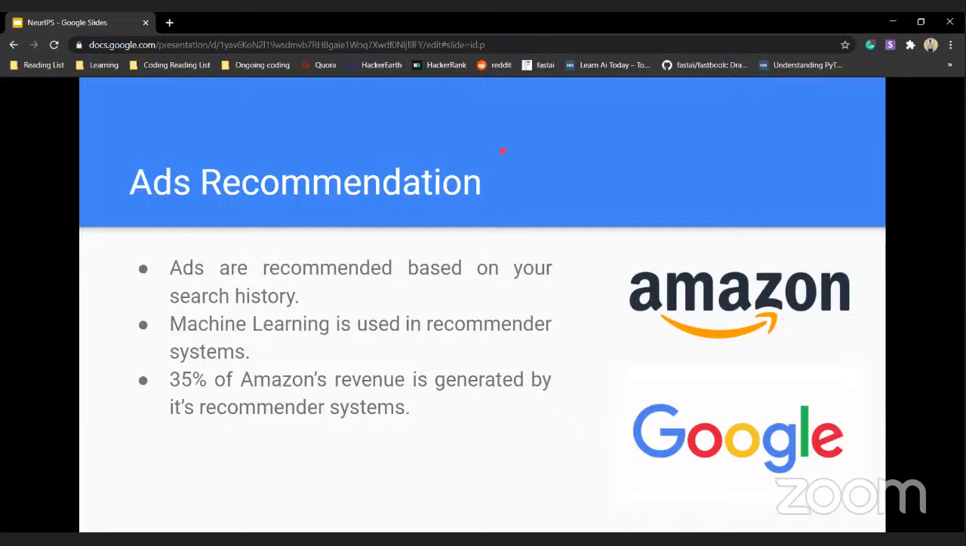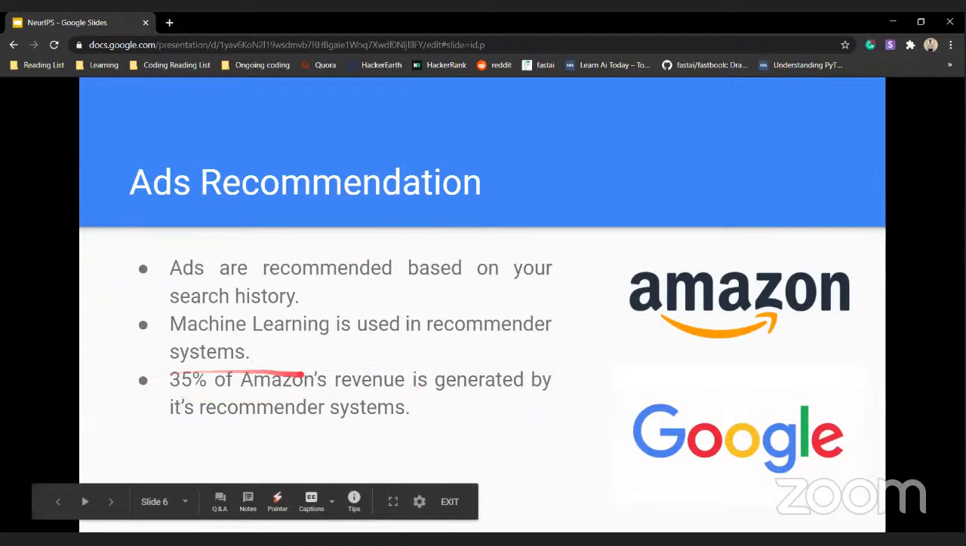browsing data. They see what you are interested in, what the user who is using that computer, using that service, what products interest them, and they show you more recommendations of that sort to increase the sales of their services. And one such fact is that 35% of Amazon's revenue is generated by its recommender systems.